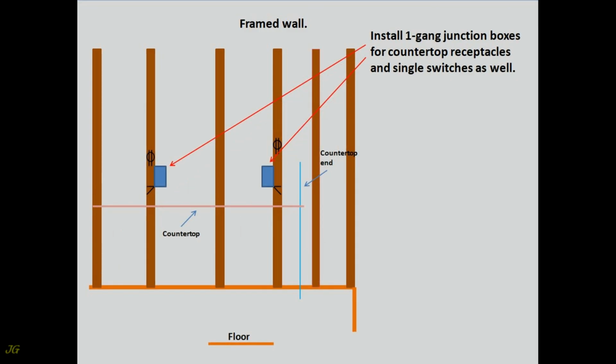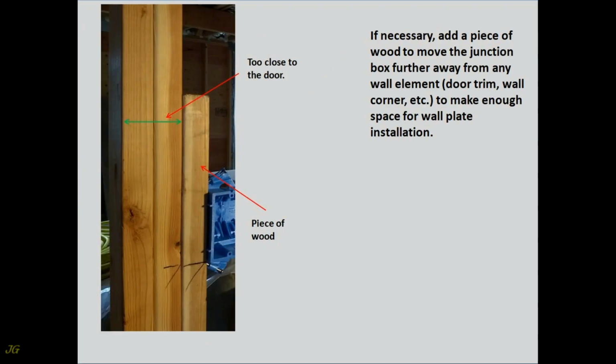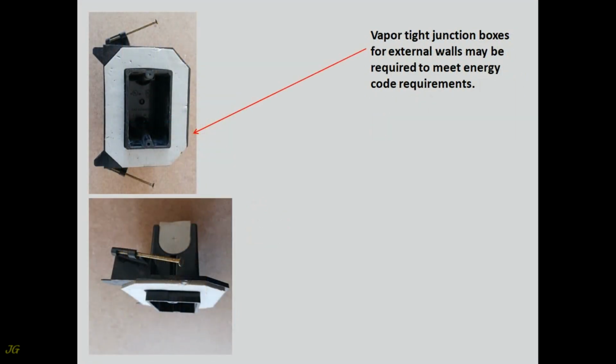Install 1-gang junction boxes for countertop receptacles and single switches as well. Receptacle or switch junction box installed. If necessary, add a piece of wood to move the junction box further away from any wall element, door trim, wall corner, etc., to make enough space for wall plate installation. Vapor-tight junction boxes for external walls may be required to meet energy code requirements.